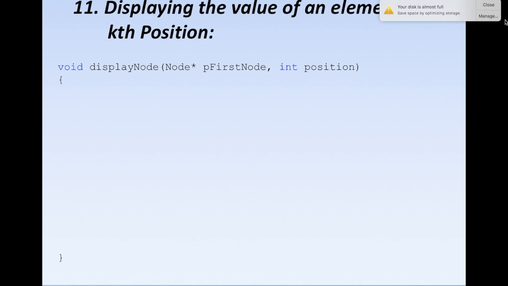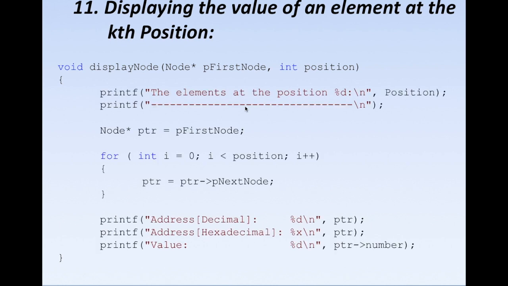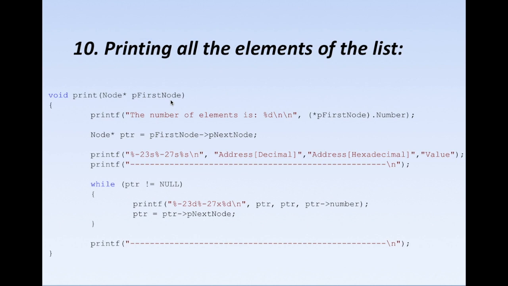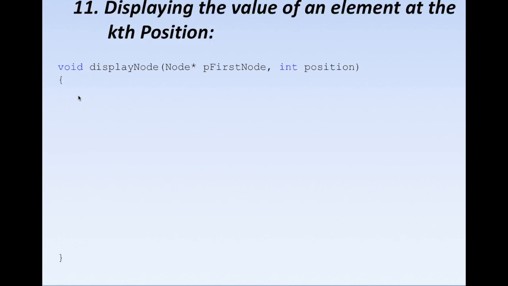Now, displaying an element in the kth position. Did we already do this as a function? No, we're doing it now as a function. Display node will display to me. So this is printing all elements, and this one here is displaying the value of an element at the kth position. We just want to see the element at this position, that is, position is k in this case. So what do we need to do?